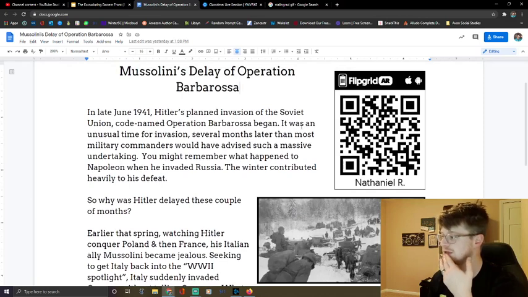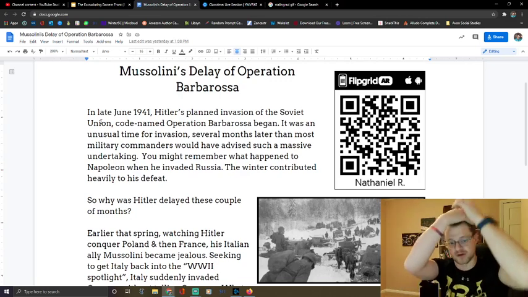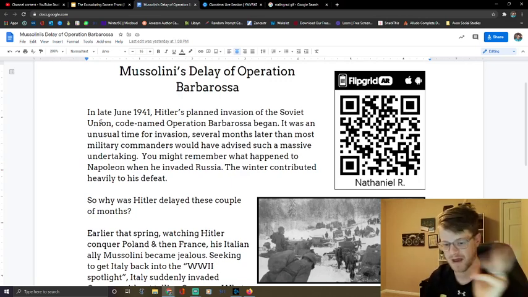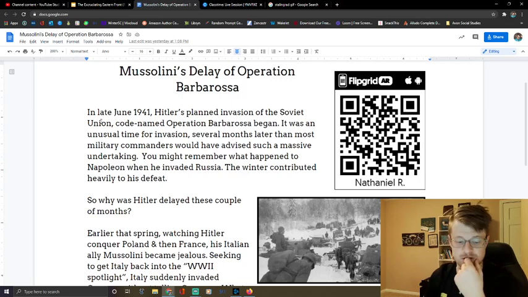So it says, Mussolini's delay of Operation Barbarossa. In late June 1941, Hitler's planned invasion of the Soviet Union, codenamed Operation Barbarossa, began. It was an unusual time for an invasion, several months later than most military commanders would have advised for such a massive undertaking. You might remember what happened to Napoleon when he invaded Russia. If you don't know, he froze. It was bad. The winter contributed heavily to his defeat.